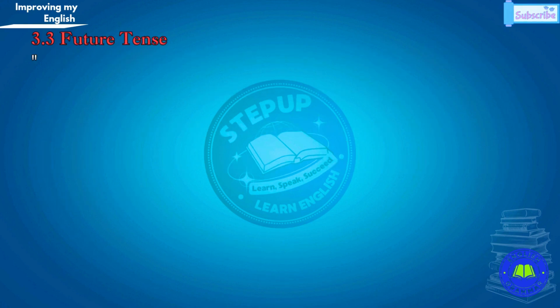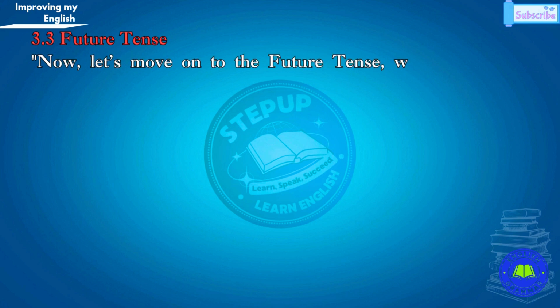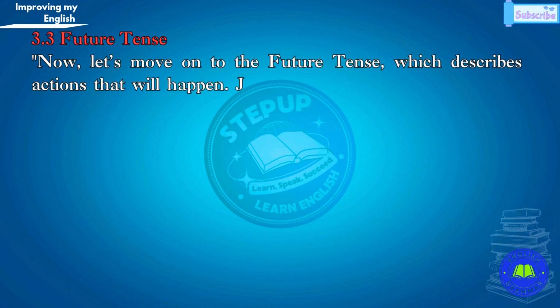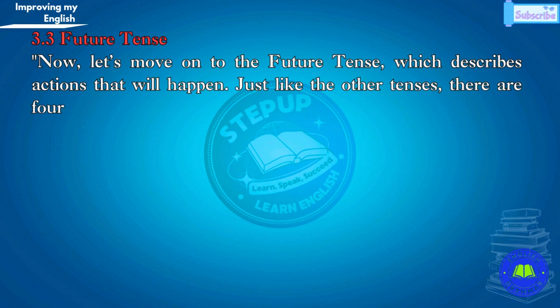3.3 Future tense. Now, let's move on to the future tense, which describes actions that will happen. Just like the other tenses, there are 4 forms.